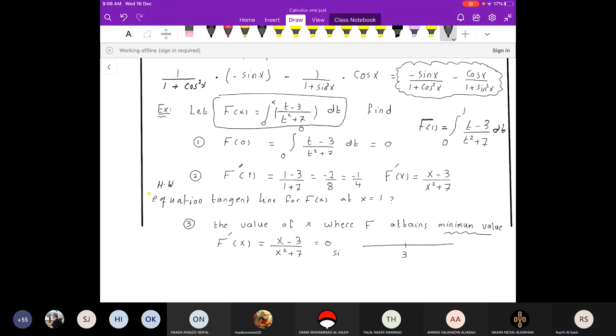So the sign of f prime: if you choose a number greater than 3, like 4, the sign is positive, and on the other side it is negative. That means decreasing, then increasing. So he asked for the value of x at the minimum: x equals 3. Now, what do we call this point 3? It has a name. Critical point.